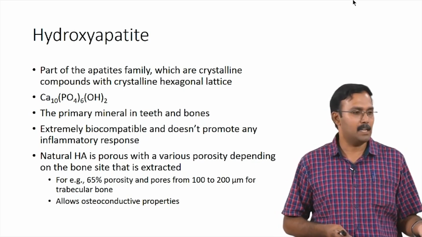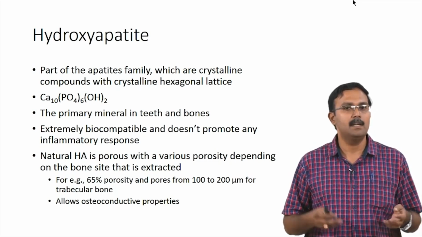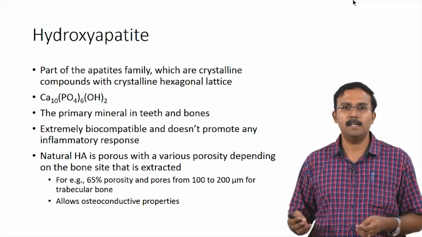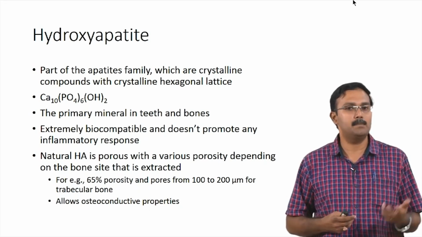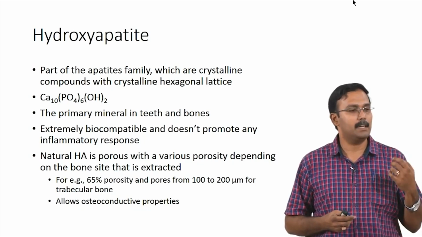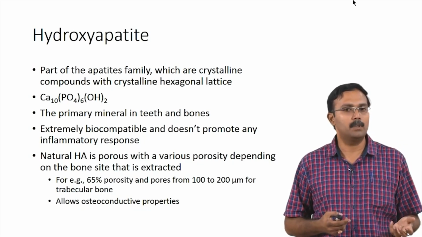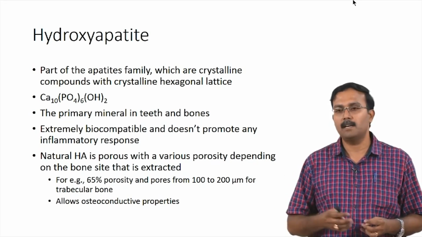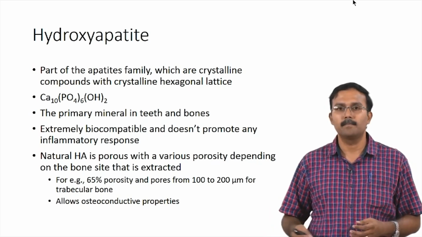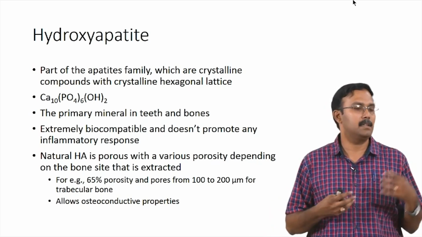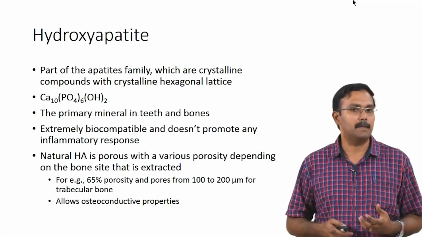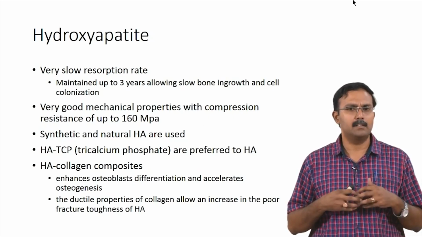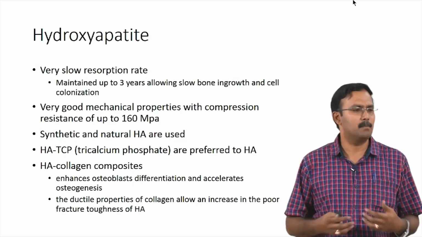You can have a natural hydroxyapatite or synthetic hydroxyapatite. The natural hydroxyapatite is porous with various porosity depending on where it is being extracted from. If you take hydroxyapatite from trabecular bone, it is going to have about 65% porosity with pores ranging from 100 to 200 micrometers in size. These pores help in the osteoconductive property of hydroxyapatite. They have a very slow resorption rate, so they are going to be present in your body for a long period of time.